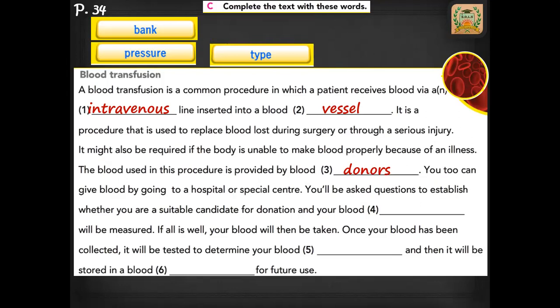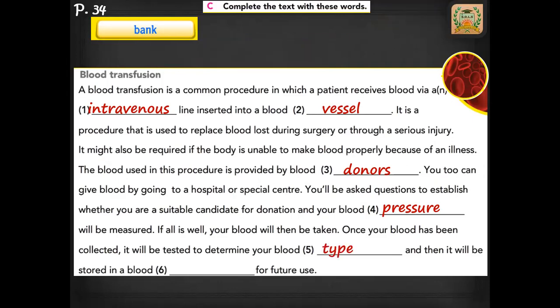You will be asked questions to establish whether you are a suitable candidate for donation, and your blood will be measured. Blood what will be measured? Blood pressure. If all is well, your blood will then be taken. Once your blood has been collected, it will be tested to determine your blood type, and then it will be stored in a blood bank. Let's have a look again. Here we have blood intravenous, blood vessel, blood donors, blood pressure, blood type, and blood bank.